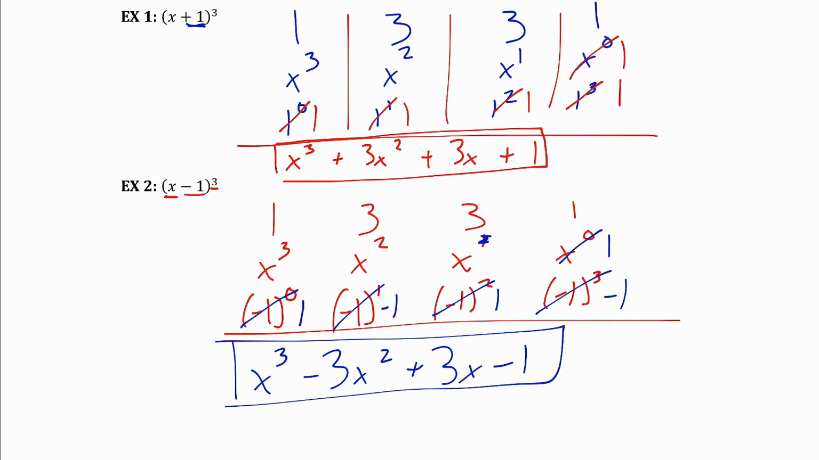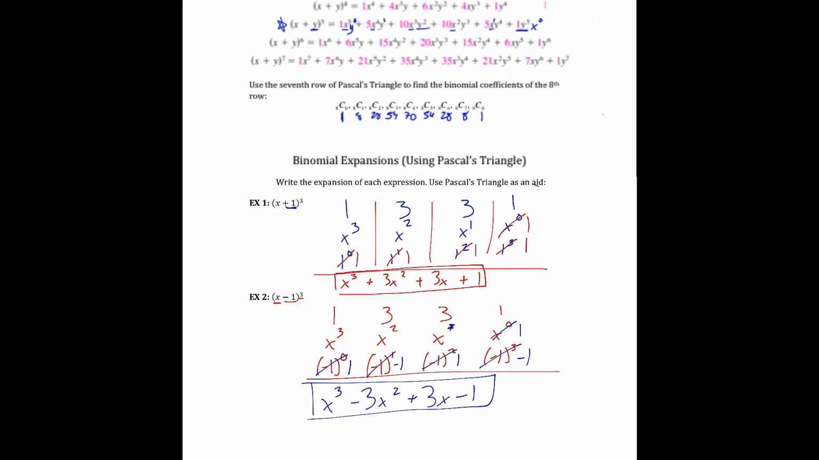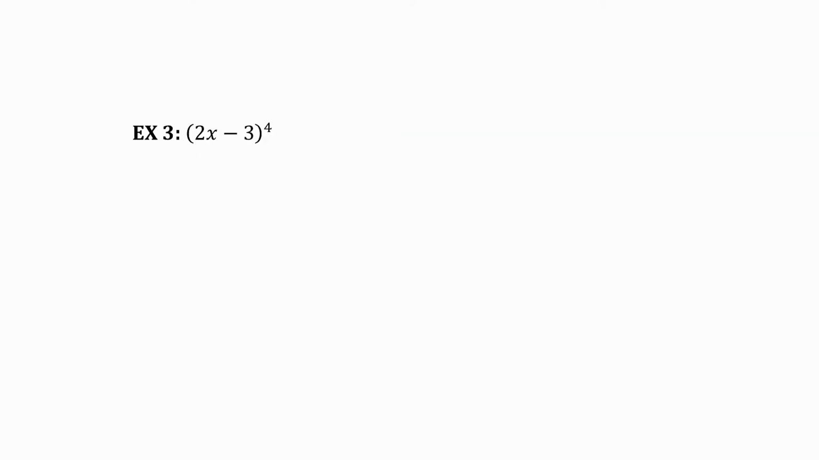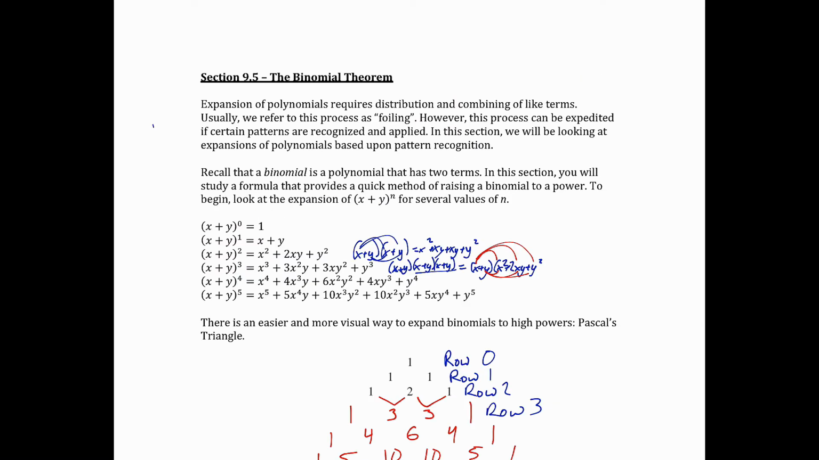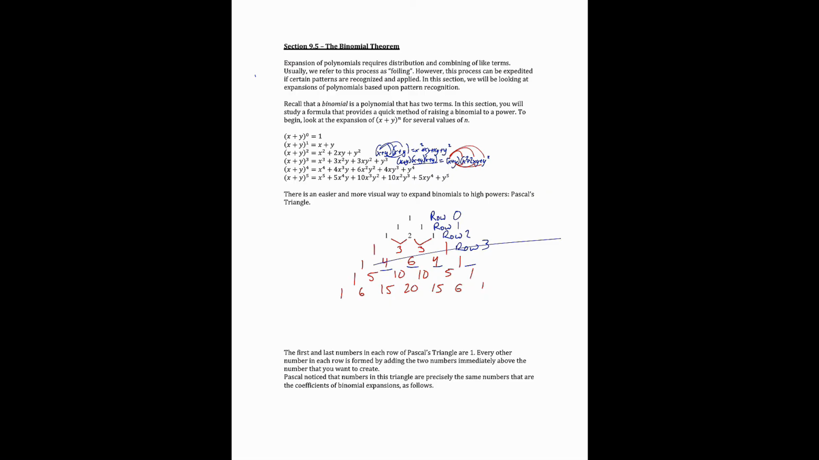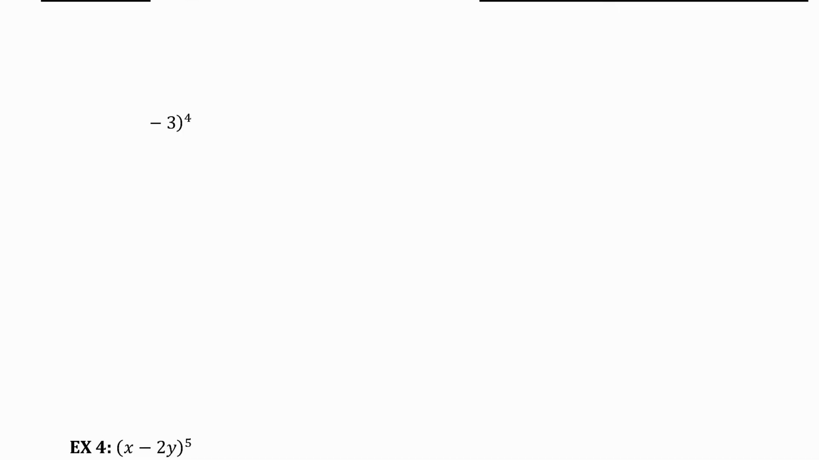On the next page, let's try out a couple more difficult ones. On example 3, we got 2x minus 3 to the fourth power. That fourth power, we're going to have to go to row 4. So I'm going to flip back to Pascal's triangle. The numbers go 1, 4, 6, 4, 1. So let's jot those down. Our coefficients to start: 1, 4, 6, 4, 1, and again, give it a little bit of space.